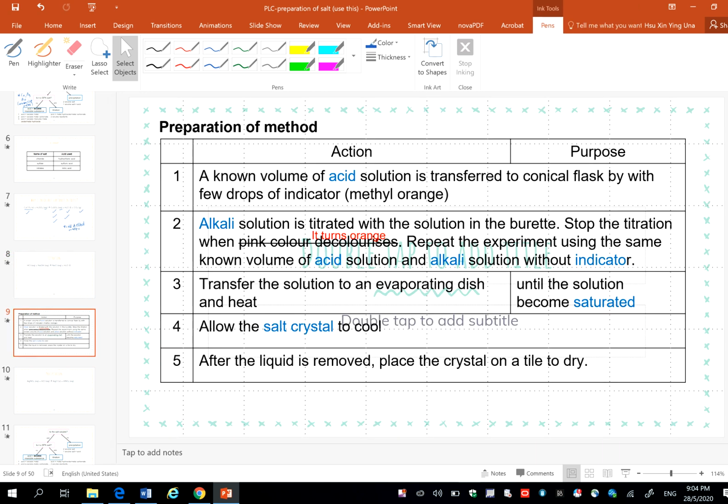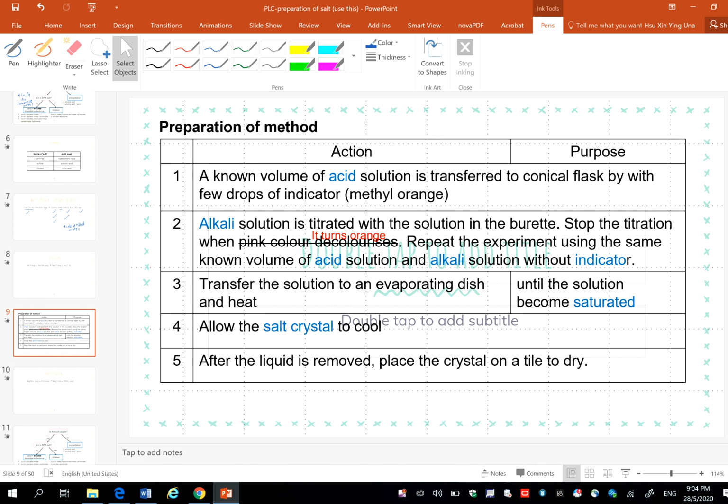The first time I will add an indicator. The purpose of the indicator is to help me ensure that I can see the endpoint. The endpoint means that the indicator has changed to a specific color, and I can repeat the entire experiment again, but this time without the indicator because I have already calculated the volume of maybe the acid or the alkaline that is required. So always remember for titration you need to do 2 times.